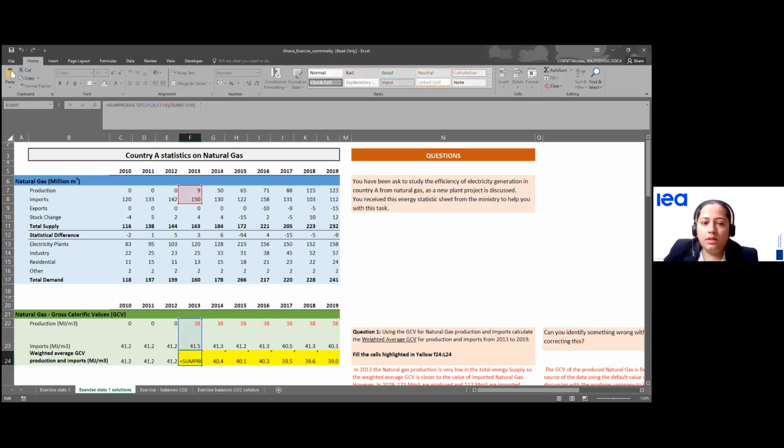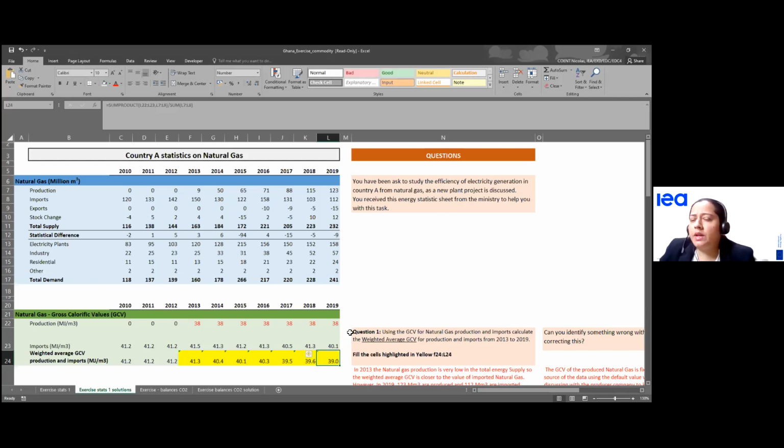So what you notice here is that, as we said, for production, the value is very low. So it's normal that your weighted calorific value is closer to the imports. But in 2019, for example, both production and imports are more or less half-half. So then your weighted calorific value is like in between the two. So it's 39, which is between 38 and 40.